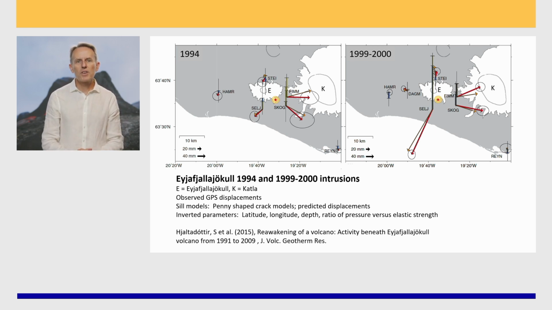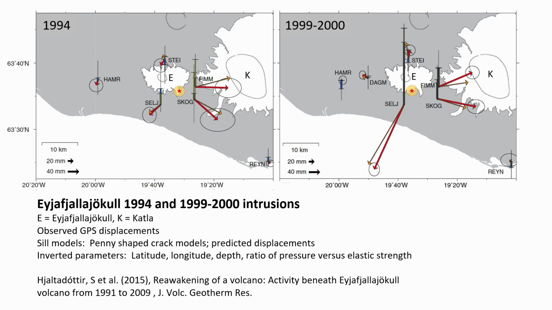In this study by Sigurlaug Hjaltadóttir and colleagues, the GNSS data were fit to the so-called penny-shaped crack model. Red stars show the location of the central point of the best-fitting sills, and yellow circles the lateral extent. The best-fitting volume for the sills according to these models were 11 and 30 million cubic meters, respectively, for the 1994 and 1999 to 2000 intrusions.